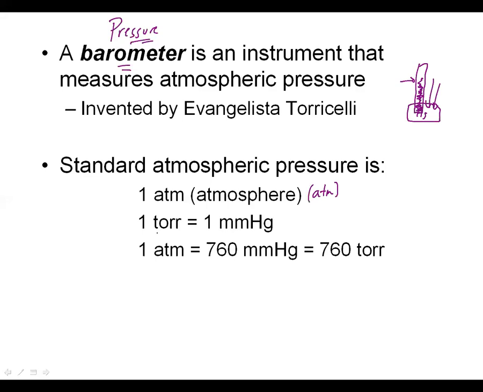Also, another couple of units are the torr, named after this guy right here who invented the barometer, and mmHg. So mmHg stands for millimeters of mercury.